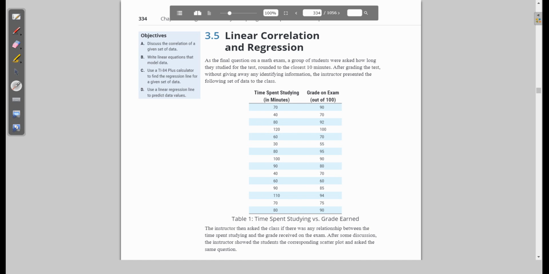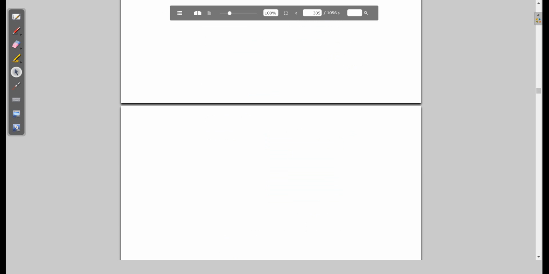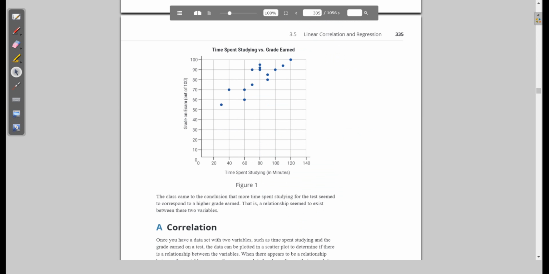All right, but now let's look at the scatter plot that the teacher presented. And then from looking at the scatter plot, we can see more of a correlation here, right? The horizontal axis is the time spent studying. So as we go out further to the right, it looks like we're going up higher on the grade on the exam. And of course that makes sense, right? The more you study, the better you'll do.